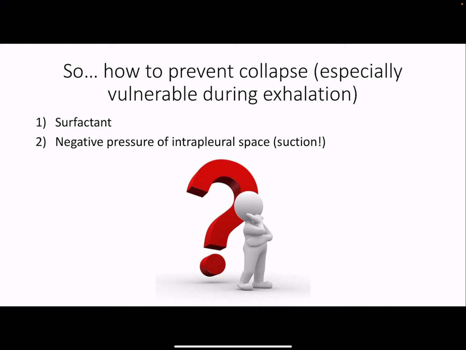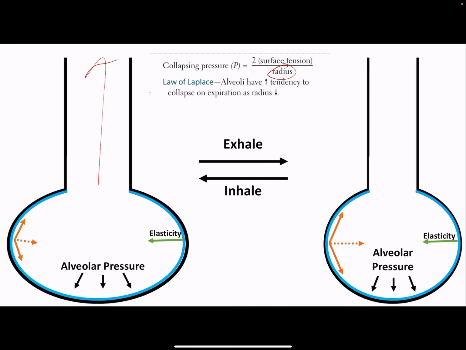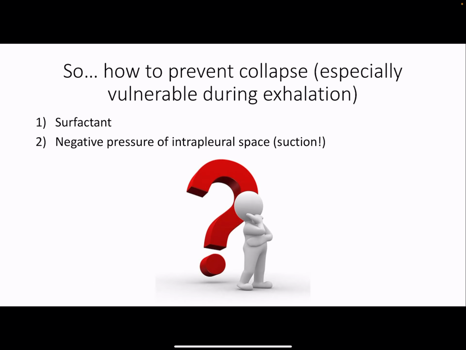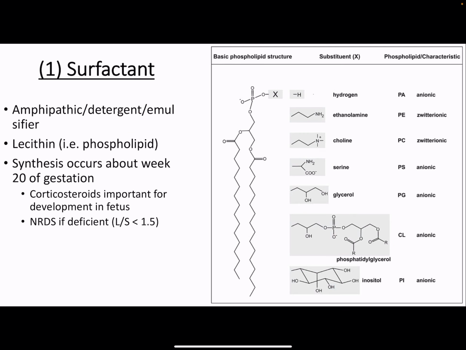So we talked about why lungs want to collapse, right? They want to collapse because of the surface tension, because of the elasticity. The alveolar pressure, we have gas in here, which is pushing outside. But you know what? It's actually not enough to fully prevent the collapse. We need 2 other things to help us out: surfactant and the negative pressure of the intrapleural space. So let's go into detail about how exactly these work.